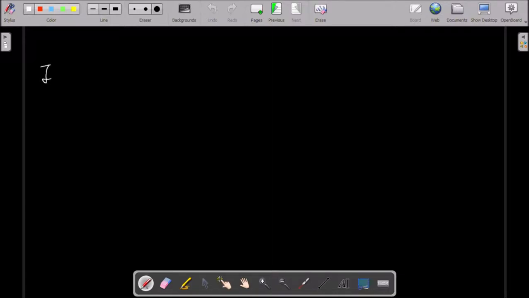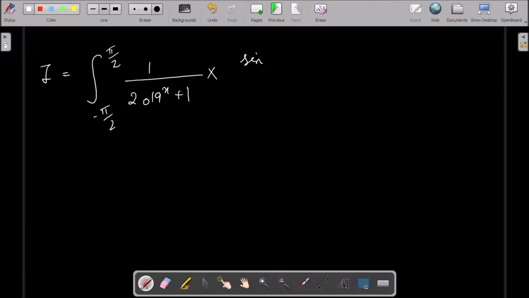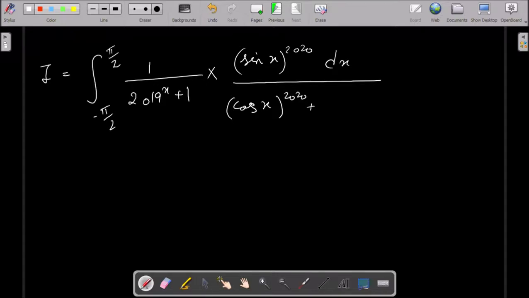Now the question, as it says, is integration from minus pi by 2 to pi by 2 of 1 upon 2019 to the power x plus 1, multiplied by sin x to the power 2020 dx upon cos x to the power 2020 plus sin x to the power 2020. Okay, so we will use our formula, this one here.